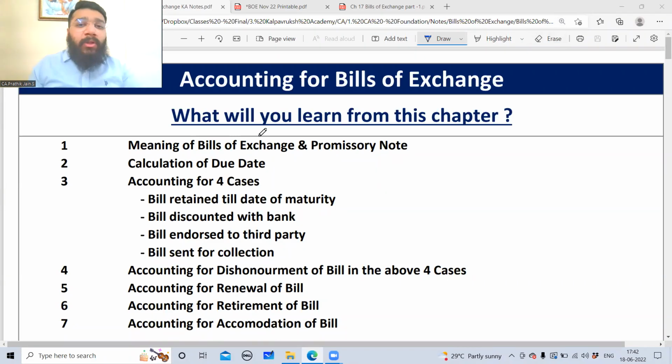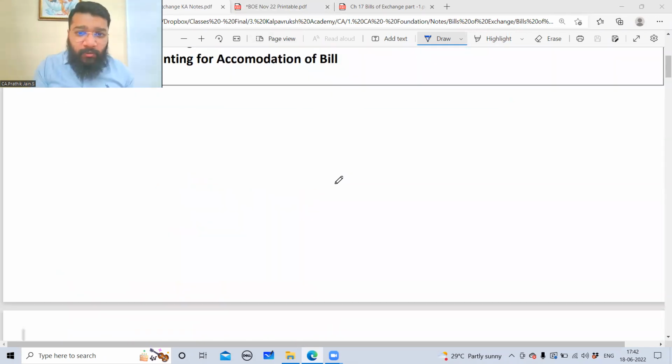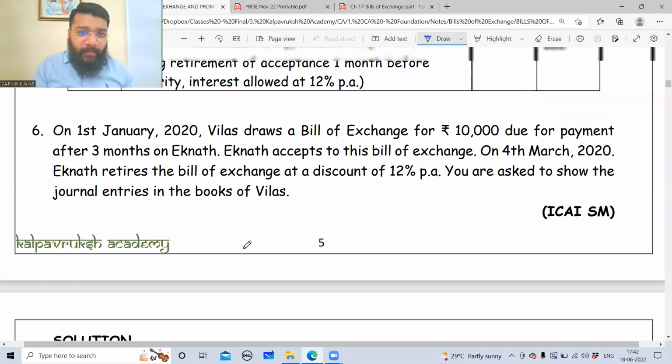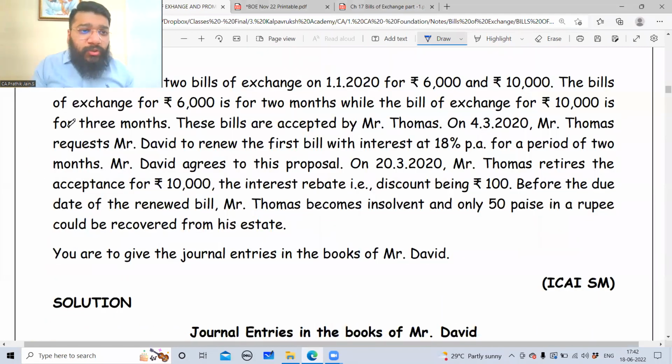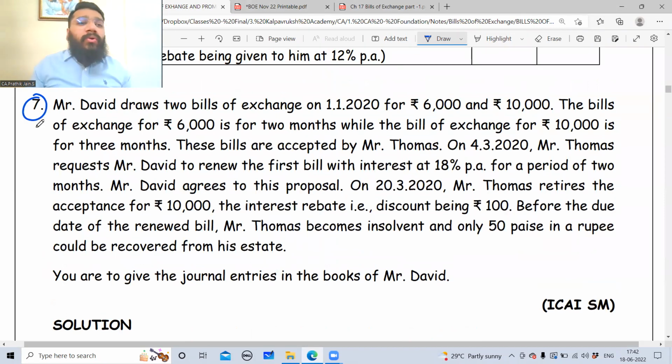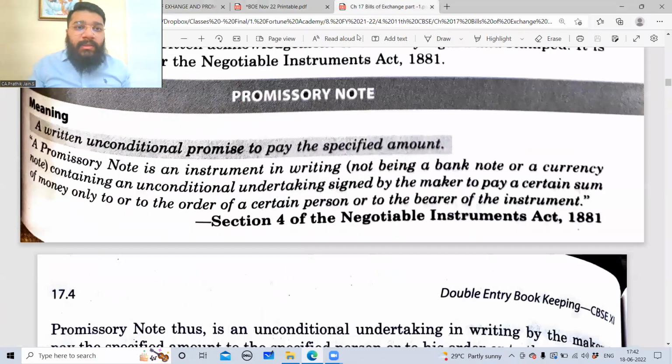So, guys, we're doing this chapter on accounting for bills of exchange. And until yesterday, we have completed 6 questions of your ICAI study material. So today we'll be heading towards the next question. But before we go towards the next question, I have a small correction to be done. This is a correction between the special book versus the ICAI.